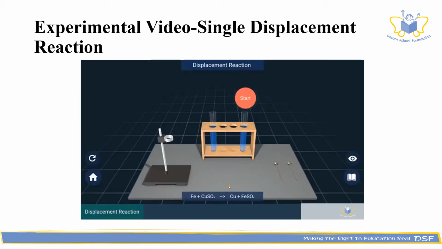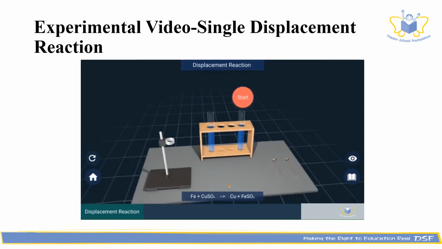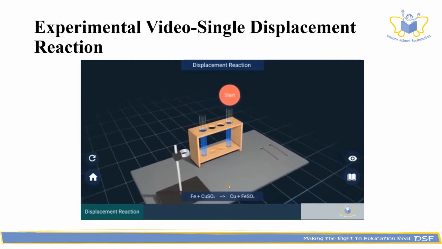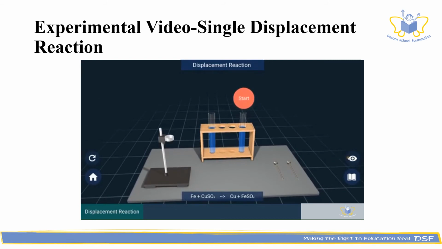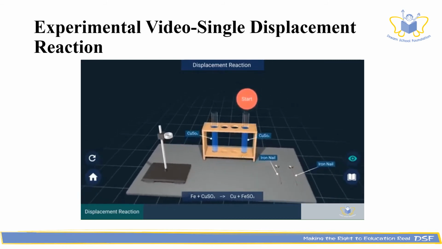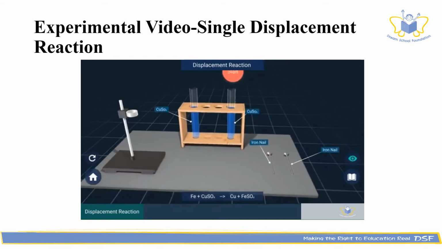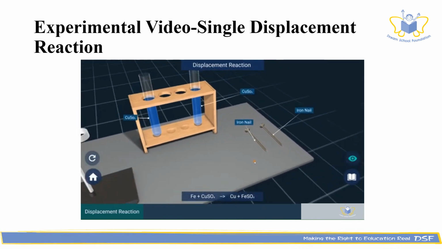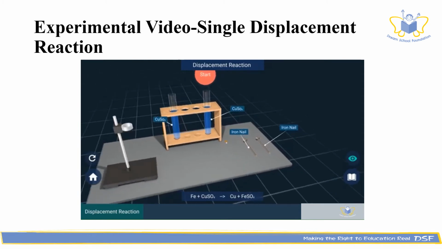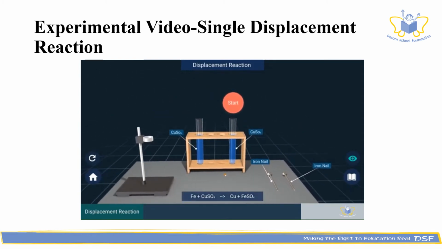Watch an experimental video on single displacement reaction. What is a displacement reaction? Let's perform an activity to understand this. We have taken copper sulfate solution in two test tubes and two clean iron nails. One set of solution and iron nail are taken for comparison. Insert the iron nails into the copper sulfate solution. Observe the reaction for about 20 minutes.